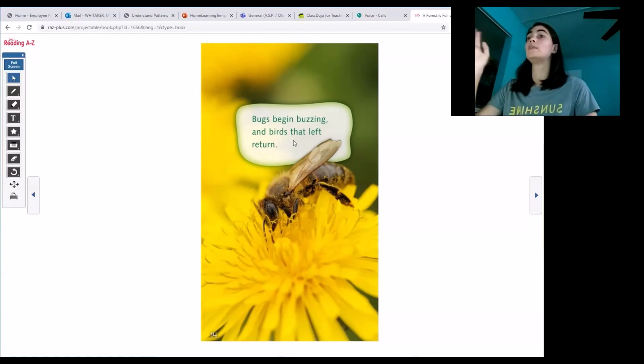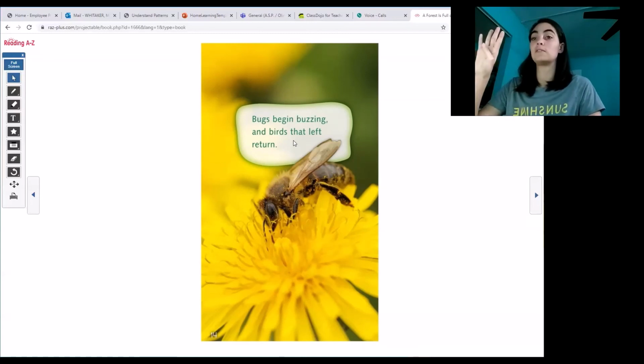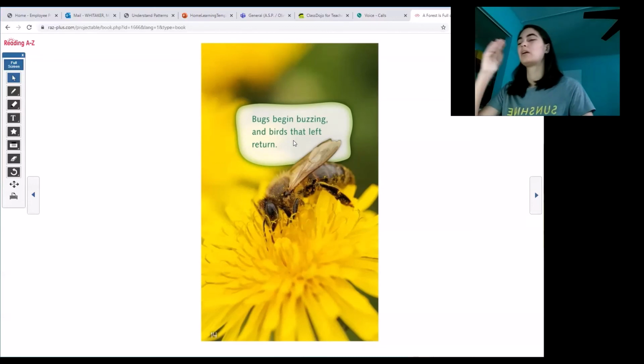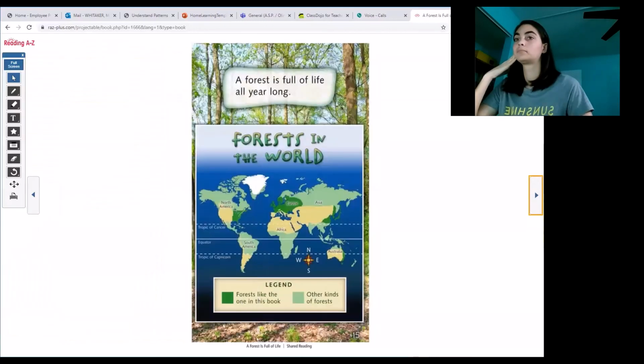But in the book, we read about four different seasons of the year, how the forest looks during each season. So I want you to think about it and think of all the different seasons that we read about and how they're different. A forest is full of life all year long.